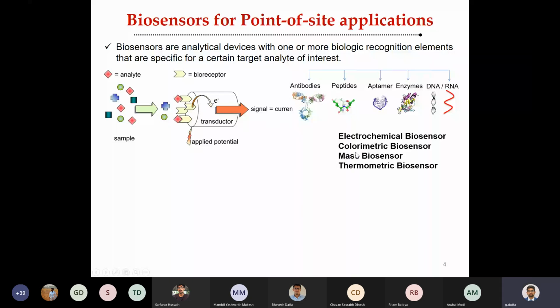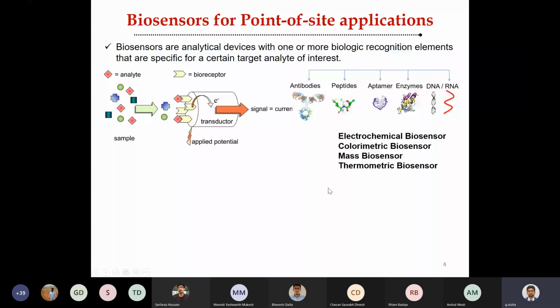Another is the colorimetric biosensor. What is a colorimetric biosensor? Colorimetric means you will see a change in the color of the sensor surface. If your sample does not contain any biomarker, you will not find any color change. But if some biomarker is present in your sample, then you will get a color change. That is called a colorimetric biosensor.